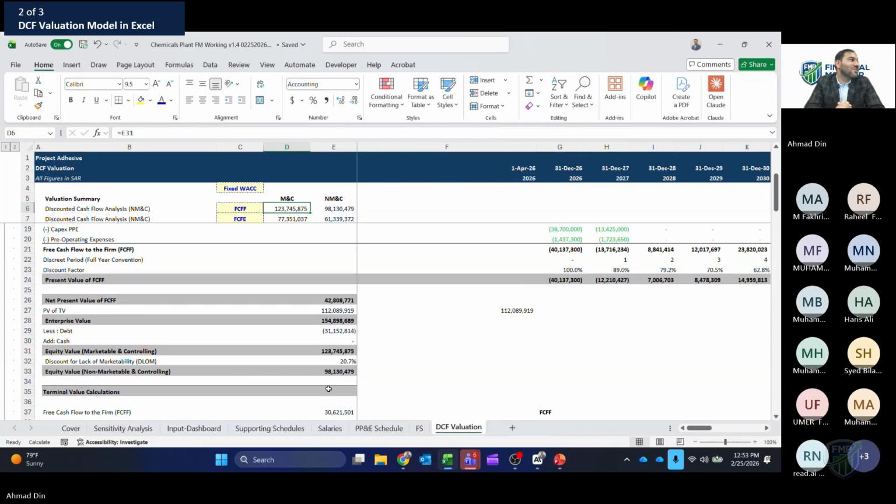Anyone? No. Yeah. The discount factor, whether we use the WACC or the cost of equity, because for the cost of equity we use the FCFE, so it suggests that. For the FCFF we used the WACC, so it suggests that risk. So this one covers it.